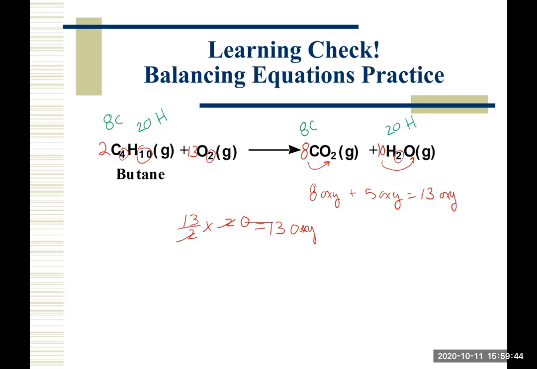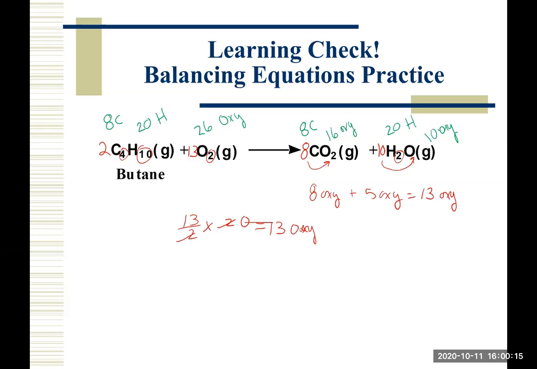We have 13 times 2, which gives us 26 oxygens on the left. And over here on the right, we have 2 times 8, which gives us 16 oxygens in the CO2, and 10 times 1 gives us 10 oxygens in the H2O, which gives us a total of 26 oxygens on both sides.